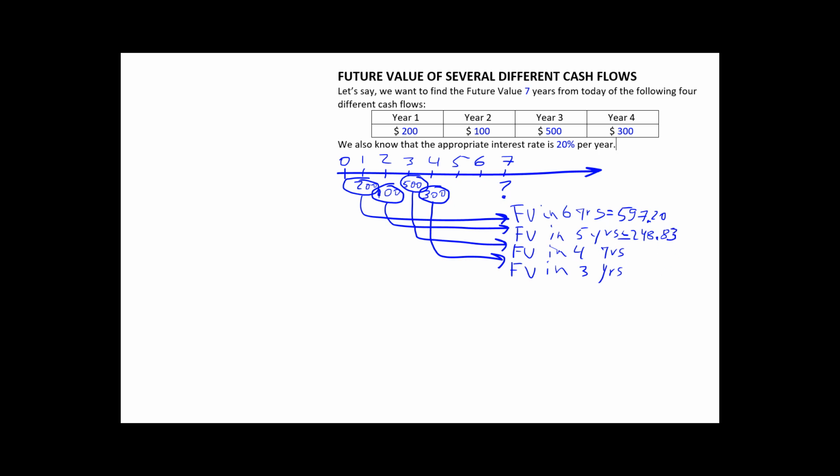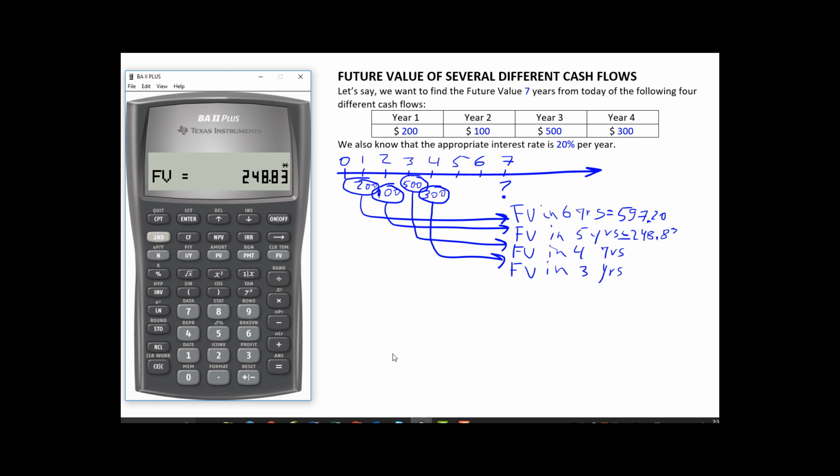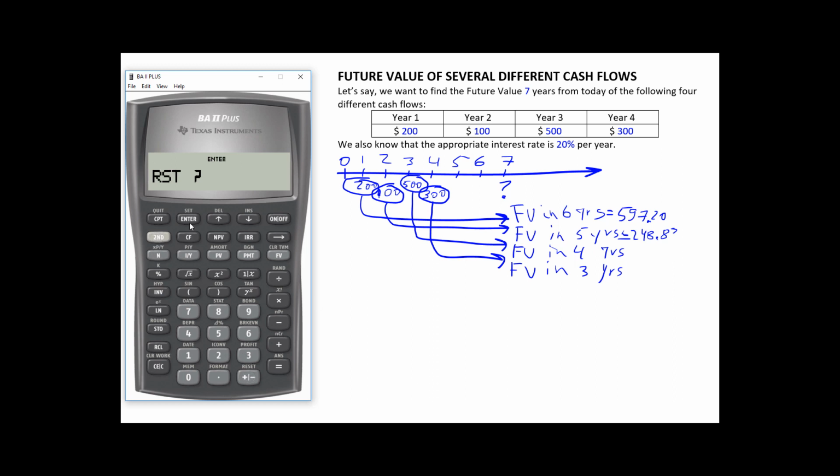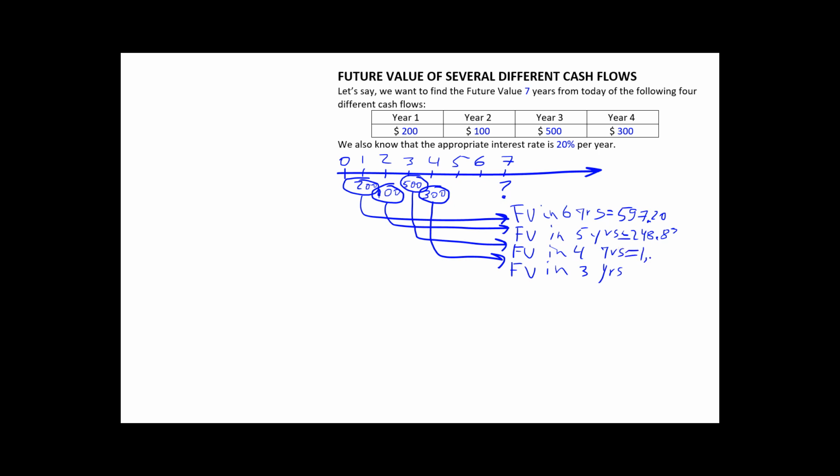Now we want to find the future value after 4 years of $500. So let's speed it up a little bit. Clear. 500 negative is our present value, PV. 20 is our interest rate, 20 IY. 4 years for our N. 4N, compute FV. $1,036.80.